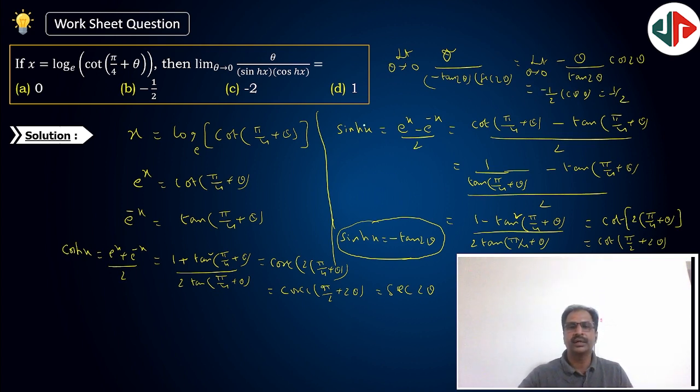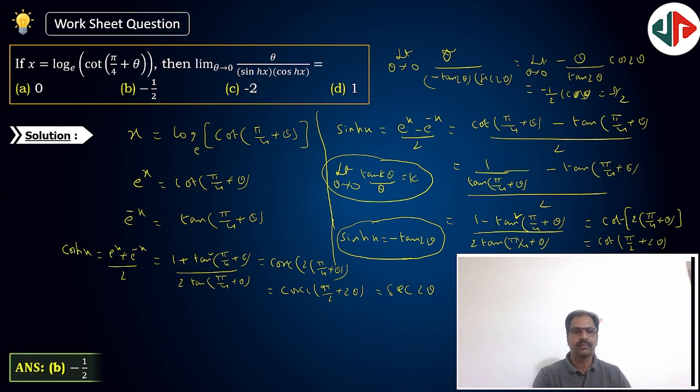The standard limit which we have is the limit as theta tends to 0 of tan k theta by theta is k. So here this is the reciprocal of that. Theta by tan k theta will be 1 by k. Into the remaining part, put theta equal to 0, cos 0 is 1. So the answer is minus 1 by k. Option B is correct.